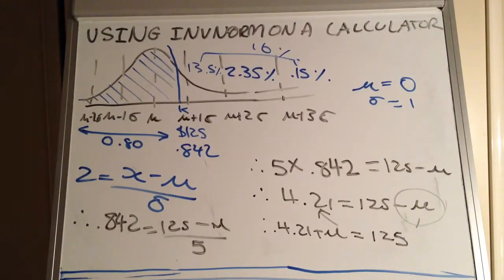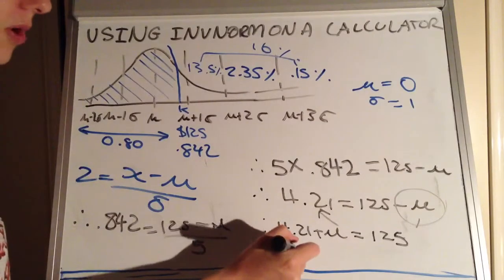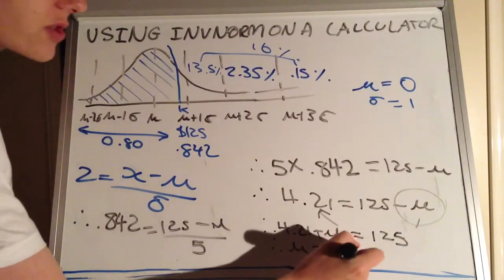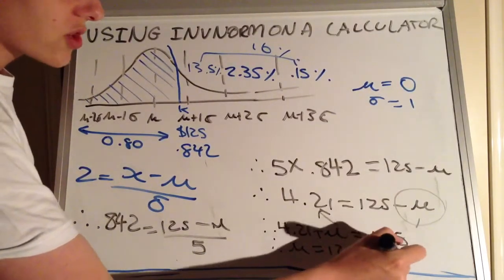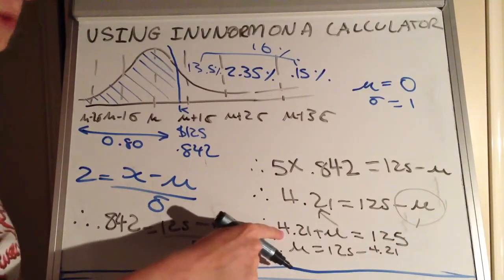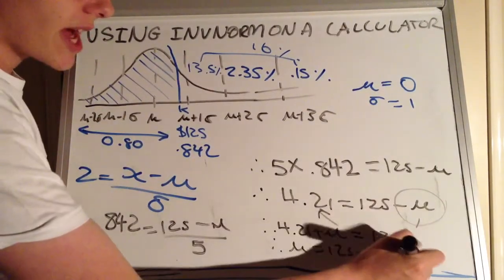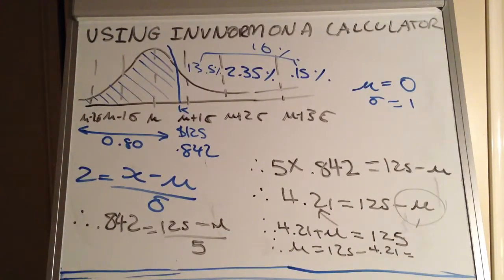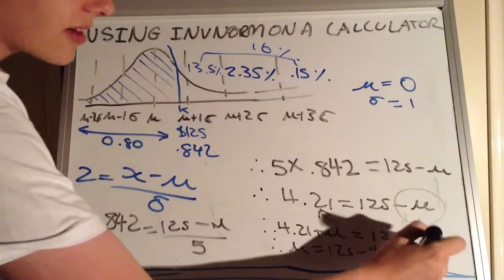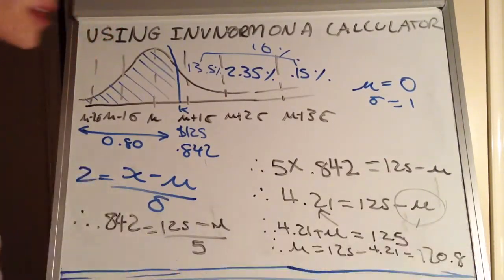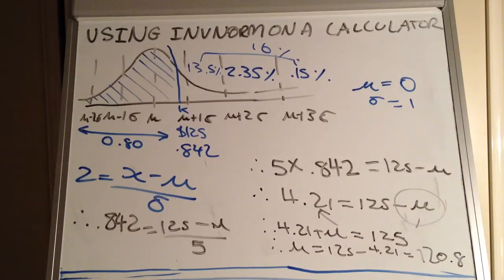Okay, so now what we do is we isolate mu by saying, therefore, mu is going to be equal to 125 take 4.21, and we can do this because this is positive on the left-hand side, it's going to be negative on the right-hand side, and then we can solve for mu on our calculator, and we get a mu result of 120.8 to three significant figures. So 120.8, let's check to see if that result seems logical.